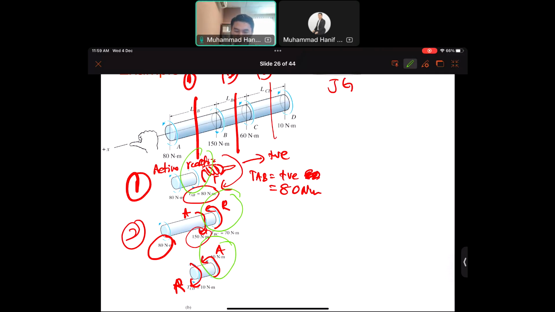We go to number 3. You cut at CD, but in this case, we choose the right side. We have an action, which is 10 Newton meter, and the other way around is the reaction, which is TCD, unknown. Using the equilibrium of moment equal to 0, you will get TCD of 10 Newton meter. But this only indicates the value.